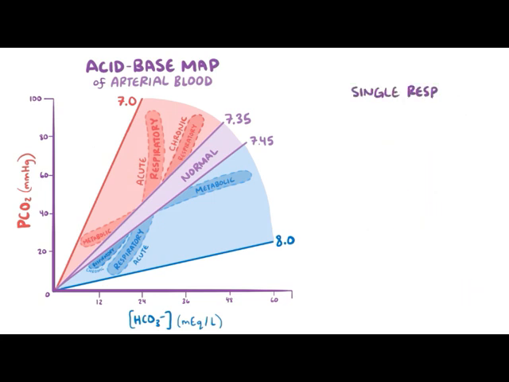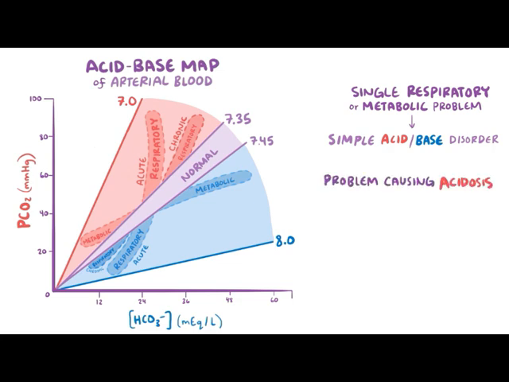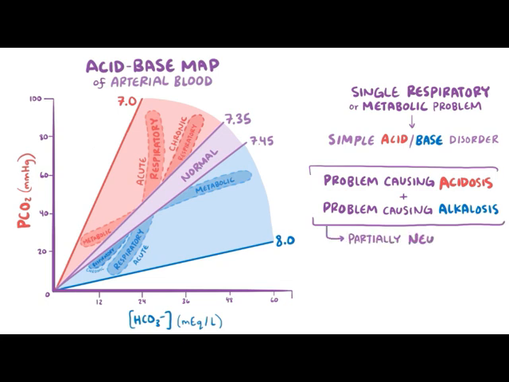If there's a single respiratory or metabolic problem, which falls somewhere within one of these shaded regions, the result is a simple acid-base disorder. Sometimes, though, there can be more than one acid-base disturbance at the same time. For example, there could be a problem causing an acidosis, and another problem causing an alkalosis. And in this case, the two would partially neutralize each other.